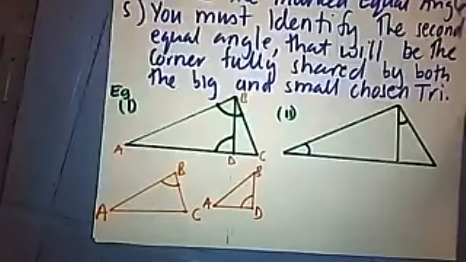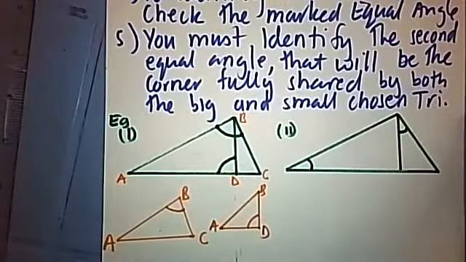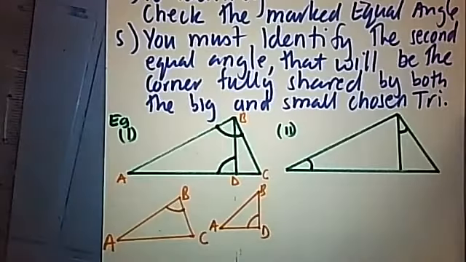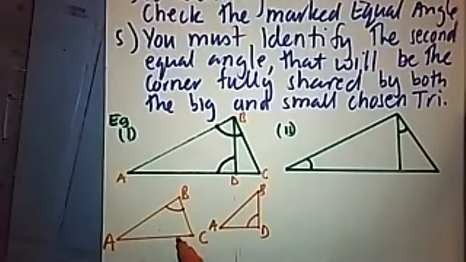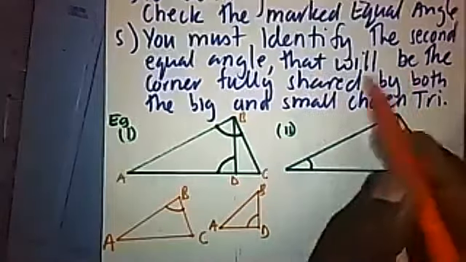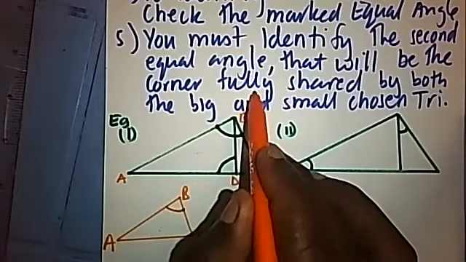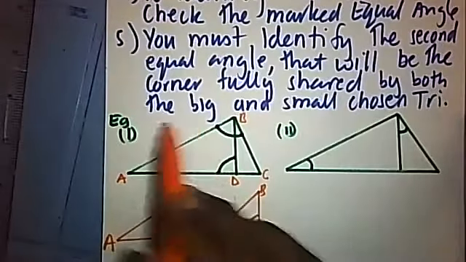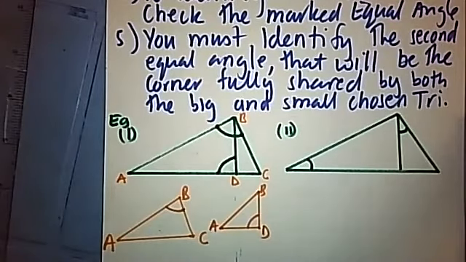Then they tell you, number five, you must identify the second equal angle, because this is the first equal angle, and we have got two unmarked angles. So in order to identify the second equal angle, we have to find the corner that is fully shared by both of the triangles.